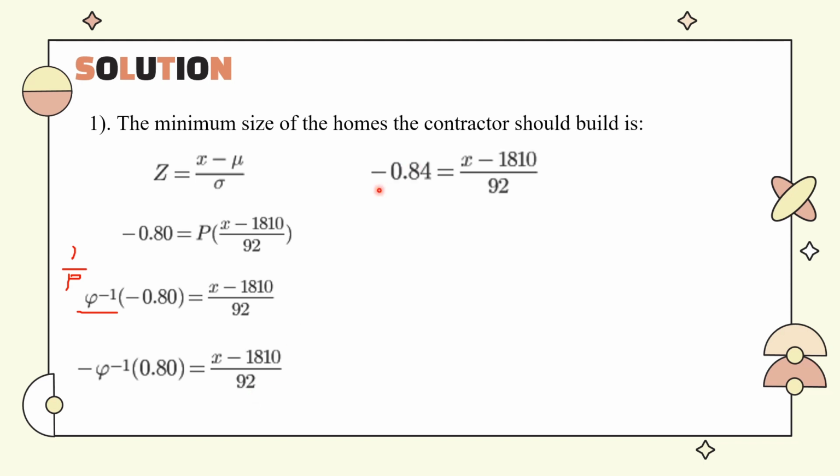So why did it become negative 0.84? P raised to negative 1 multiplied by 0.80 is obtained from the standard normal table. In the standard normal table, we have to see where the 0.80 value falls. It falls in row 0.8 under column 0.04. That's why we get negative 0.84.